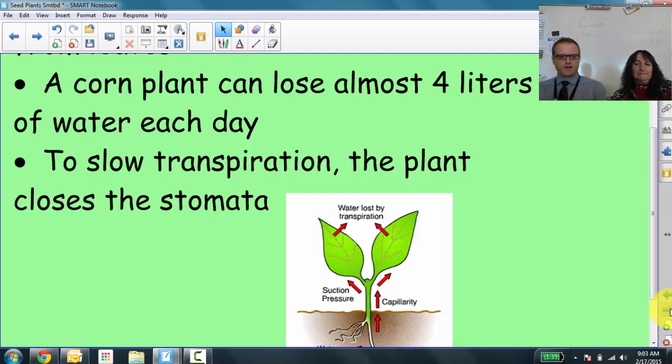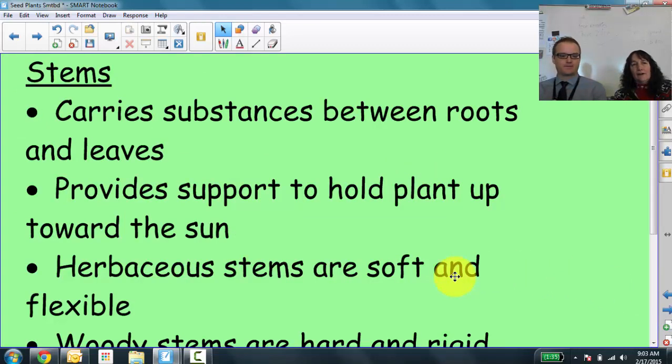All right. I've also heard that affects our weather. It actually can make it a few degrees hotter in the summertime with all the cornfields around, all that water. So our next major type or part of a plant would be a stem.